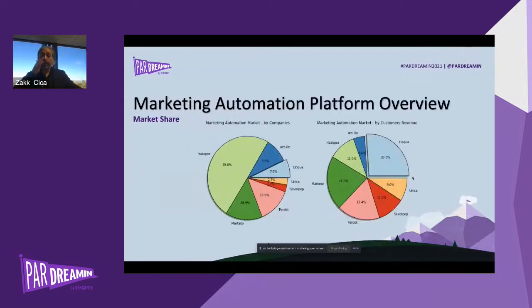So, quick overview. If we look at the chart here on the left, this information is from Email Monday, a really good site if you want to check them out. So in terms of marketing automation share here, HubSpot's large. Then there's Marketo, Act-On, Pardot. But really, in terms of the larger enterprise companies, Eloqua is still the leader.